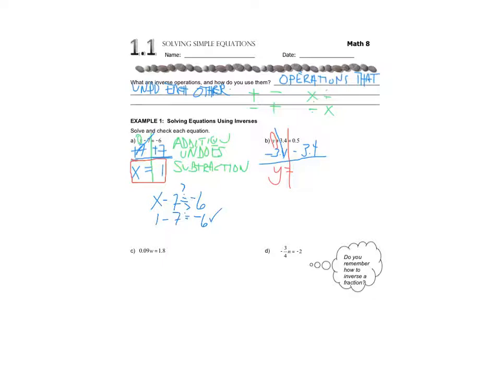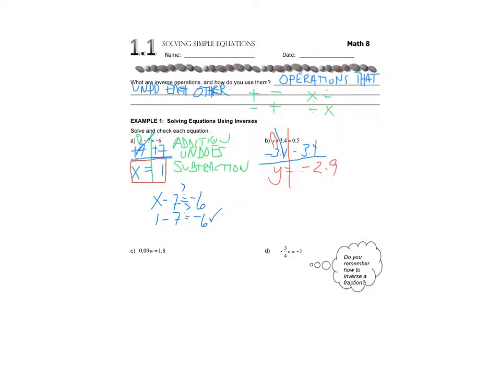And then I do 0.5 minus 3.4. Now remember, it's not 3.4 minus 0.5. It has to be 0.5 minus 3.4. And if I use my integer rules, I'm going to get negative 2.9.